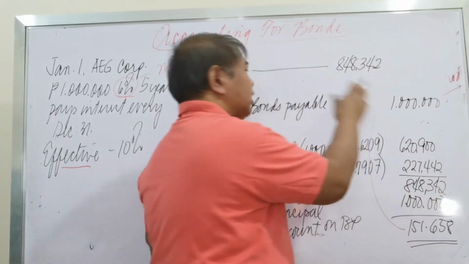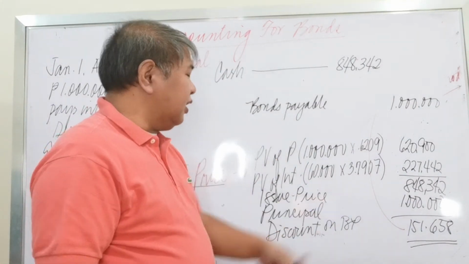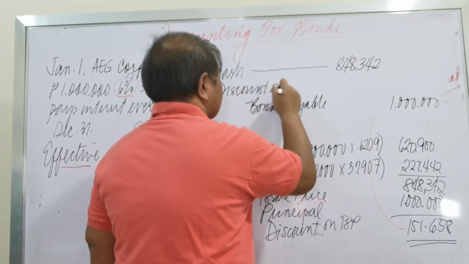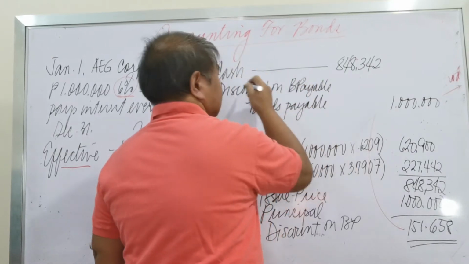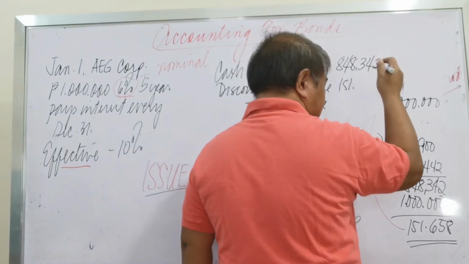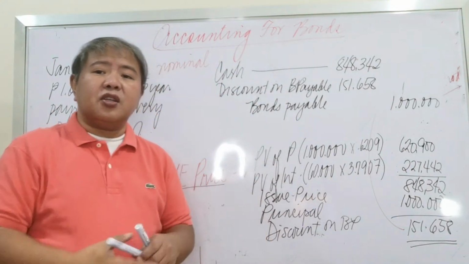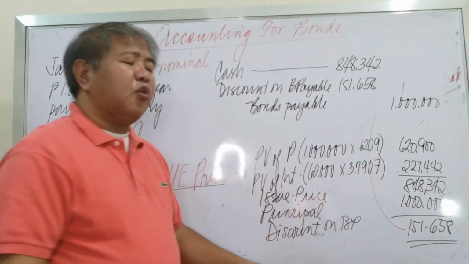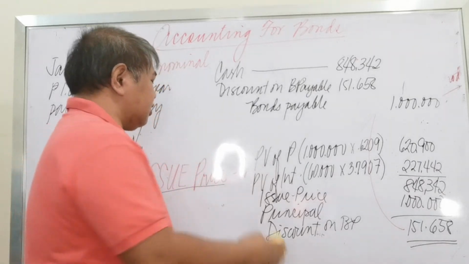Now, if you would notice, credit is greater than the debit. So therefore, we're going to have another debit, and that is the discount. So discount on bonds payable, that is 151,658. So this is how you will record the issuance of the bonds, okay? And so therefore, since we are going to amortize the discount, we are going to prepare our amortization table. Let's do this.